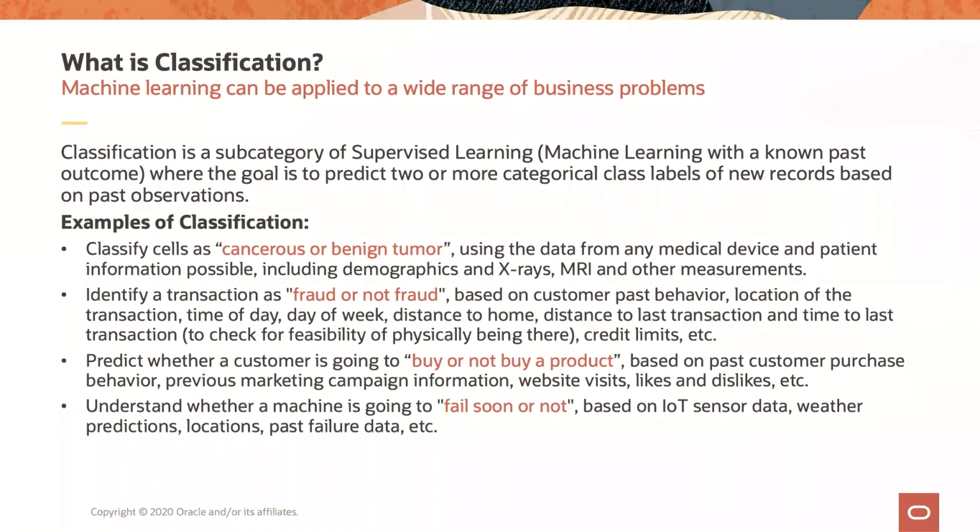Also, predict if a customer is going to buy or not a product. This is typical. So you look for past customer purchase behaviors. You look for other people's behaviors that are similar to this customer. You look for previous marketing campaigns, website visits, links and clicks, and all of those things. And finally, these also apply to machines. Machines are all the time working, measuring, spilling out logs, and you really want to know whether a machine is going to fail soon or not.